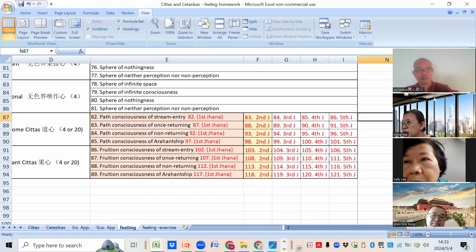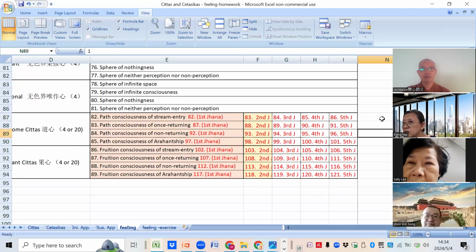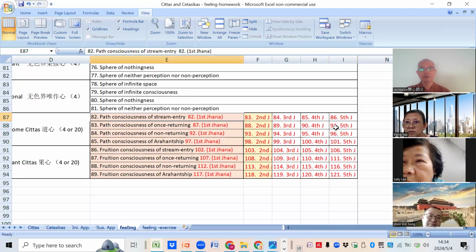So here, you write the figure. Meaning to say, if you are using the fifth jhana to attain the stream entry, you will get this. Then also the fifth jhana to attain the once-returning, you also get 1. So meaning to say, it's just 1 or more than 1, Kok Hong, the way you see it? More than 1. Yeah. Why do you say more than 1? Because everyone got fifth jhana. So all is 1, meaning to say, through the fifth jhana attain the stream entry, the fifth jhana attain the once-returning, and so on.